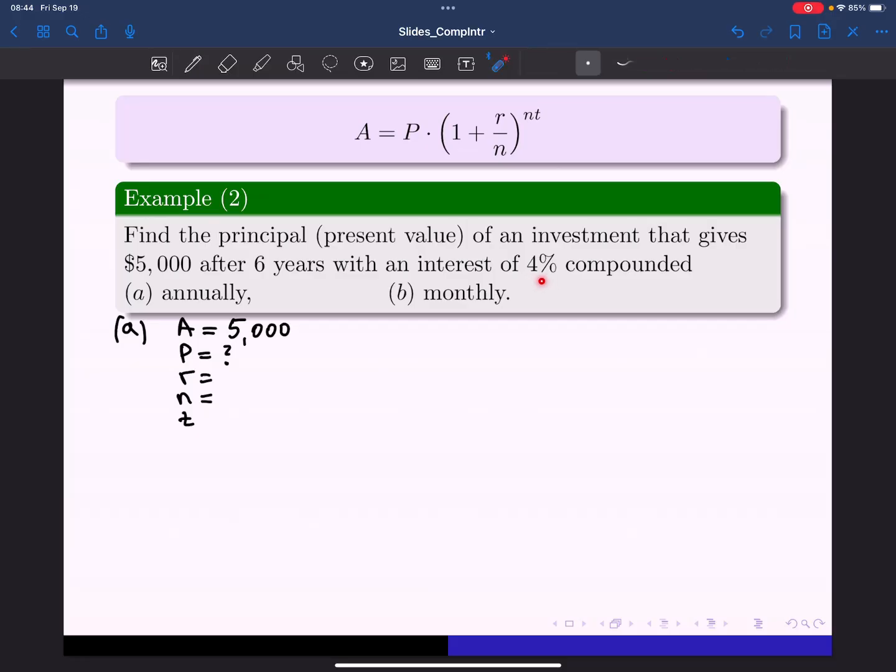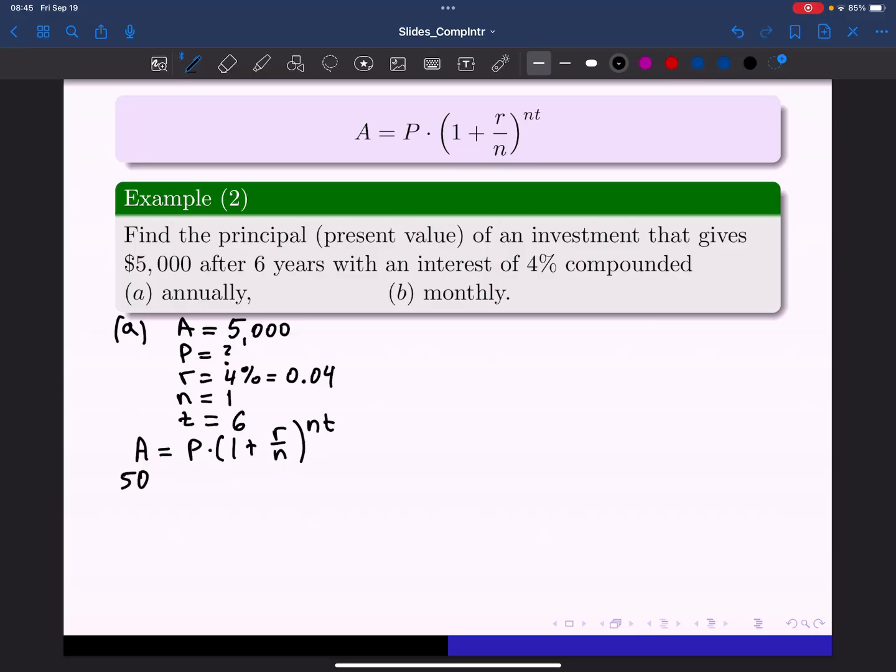Interest rate is 4%. Change to decimal: 4% divided by 100, so it's 0.04. N is how many times per year. If we have annually, that means we calculate once per year. And T is how many years, compounded for 6 years. So T is 6. And then we use the formula that A is equal to P times 1 plus R over N to the power NT.